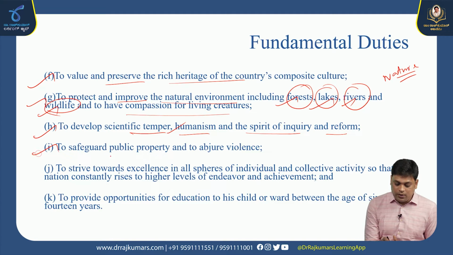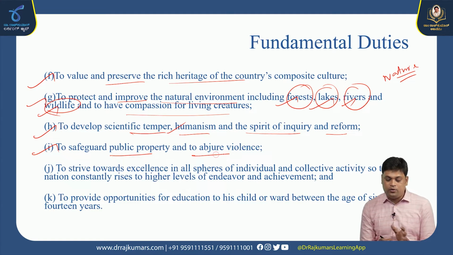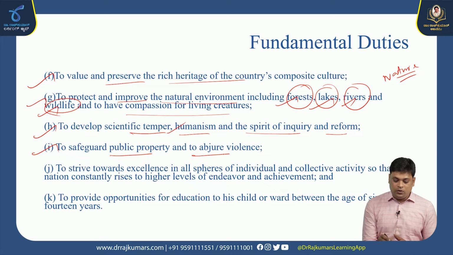Next, to safeguard public property and to abjure any kind of violence. You can see a lot of protests are happening. If any violence breaks out in any state, they are directly attacking public property, such as buses or any public buildings. To safeguard public property is one of the fundamental duties of the citizen, because it is not the money from any parties or the leaders; the money from the people only, all these public properties were made. So we need to safeguard public property.